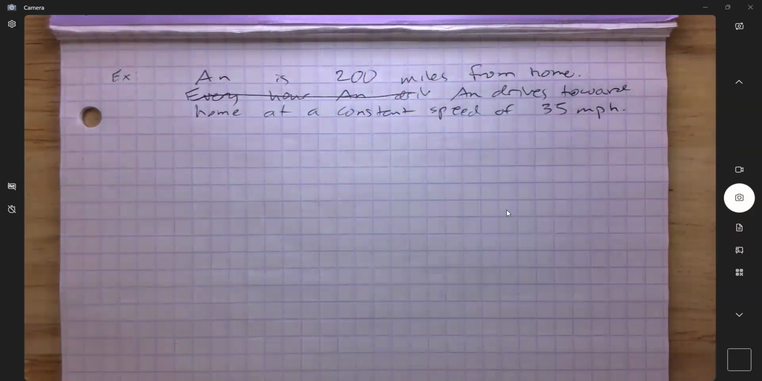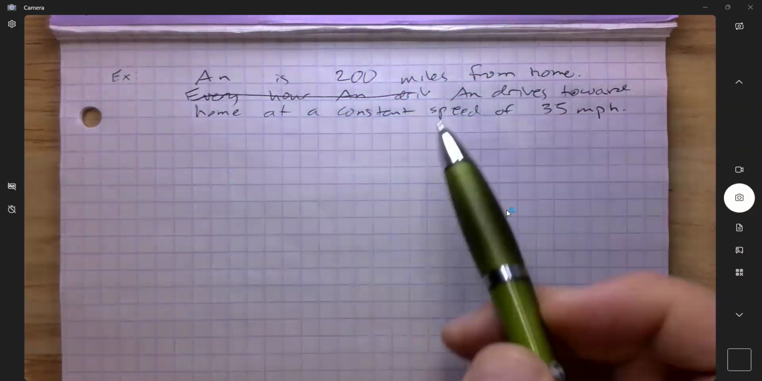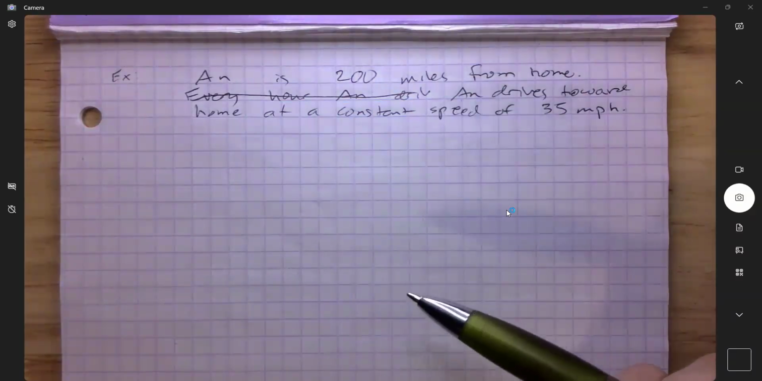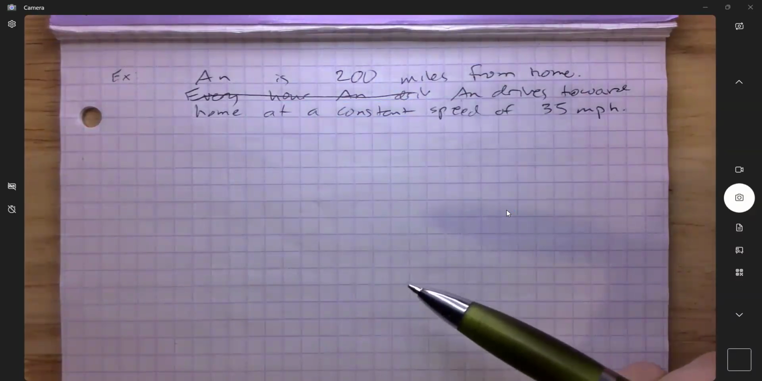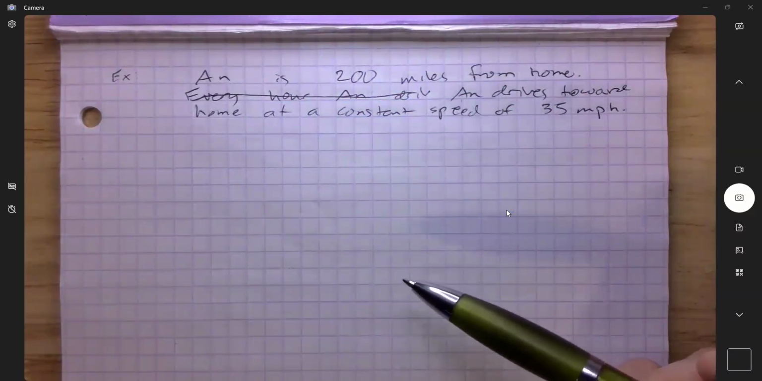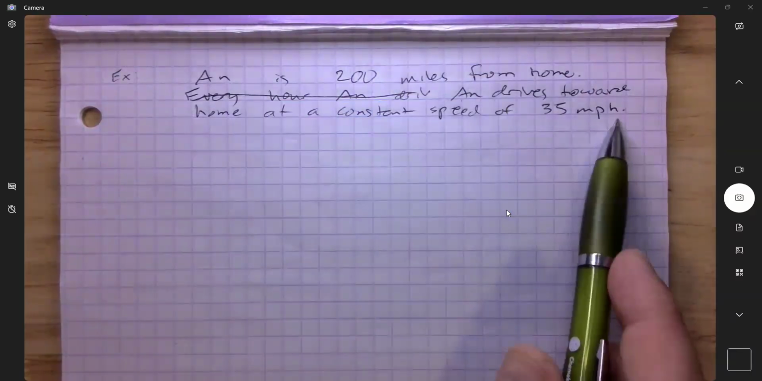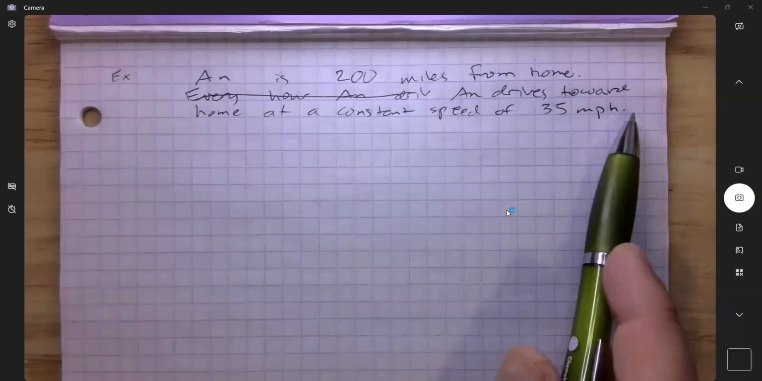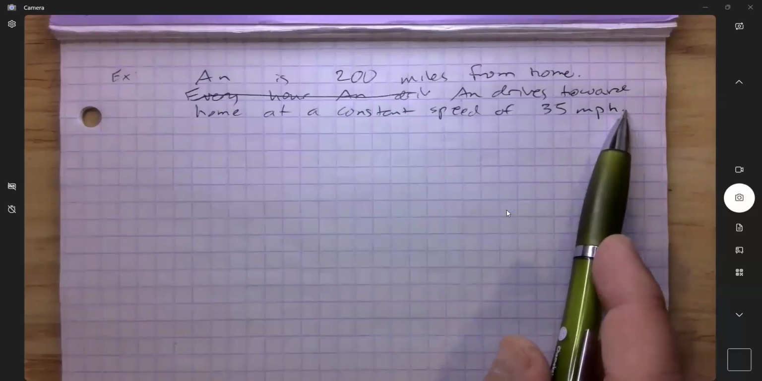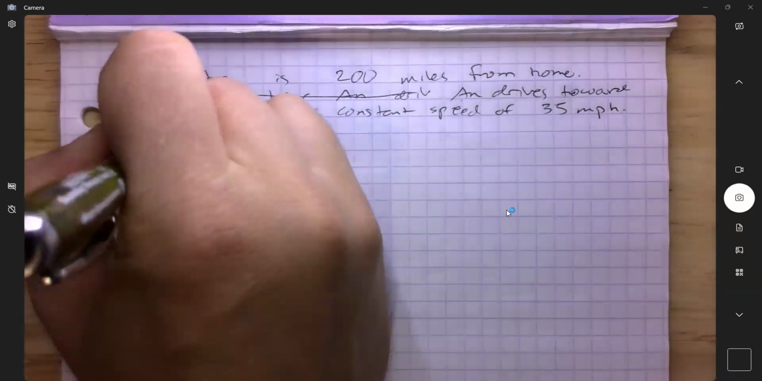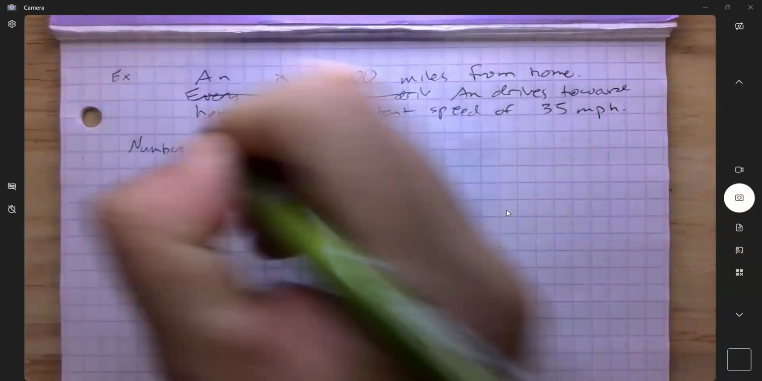So I could ask questions like, how far away from home is Anne after 2 hours? Or how long does it take until Anne is 100 miles from home? Or when does Anne reach home? So we can ask a lot of questions about this mathematical situation. And to answer all those questions, I recommend that we build ourselves our 3 other representations. So let's build our numbers representation first.